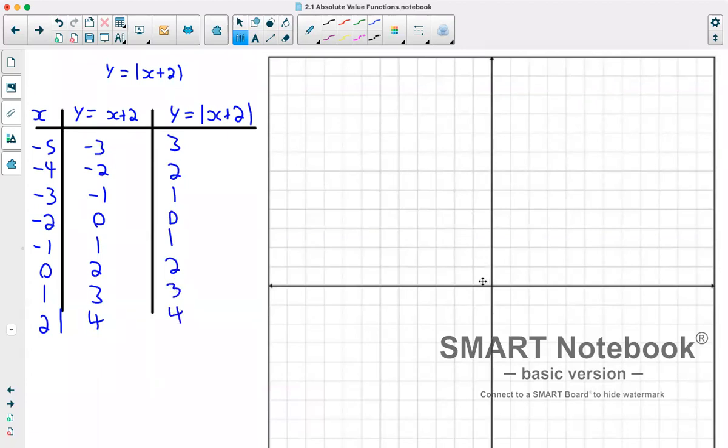So at -5, we are at 3. At -4, we're at 2. -3, we're at 1. -2, we're at 0. -1, we're at 1. 0, we're at 2. 1, we're at 3. 2, we're at 4. So if we draw this out, that makes our absolute value graph look something like this. So this would be our graph of y is equal to absolute value of x plus 2.